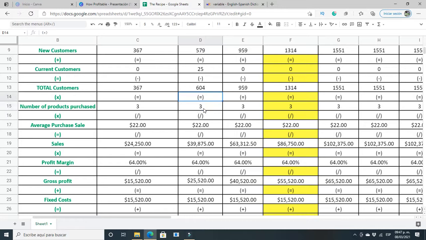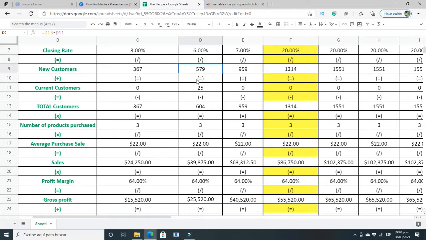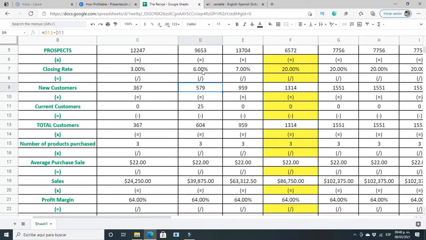leave the same number. And now that you are working, you have a loyal and happy customer. You have 25 customers at this moment. Now, the new customers that you have to obtain are the total customers minus the current customers. Now it is 579, and your closing rate increases. The main reason is that now you are known and it's easier to sell and people trust you.